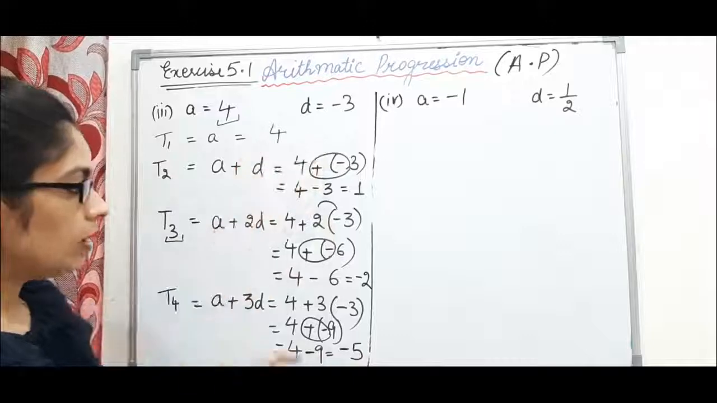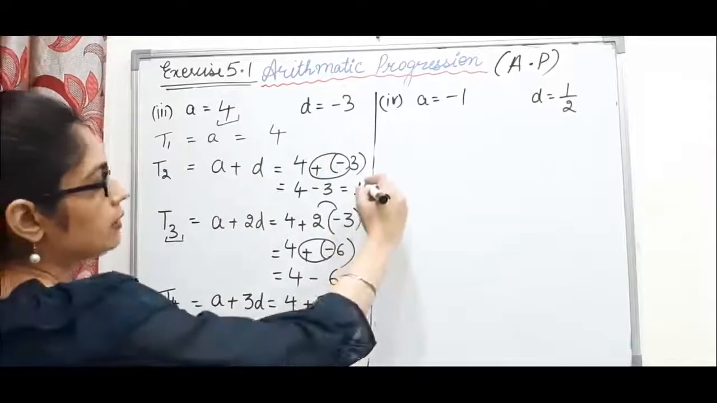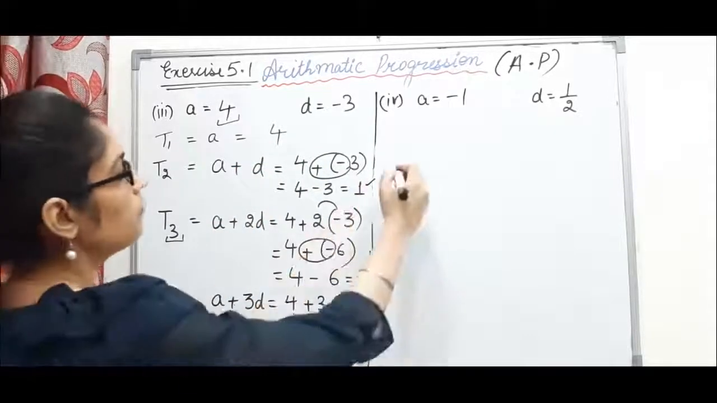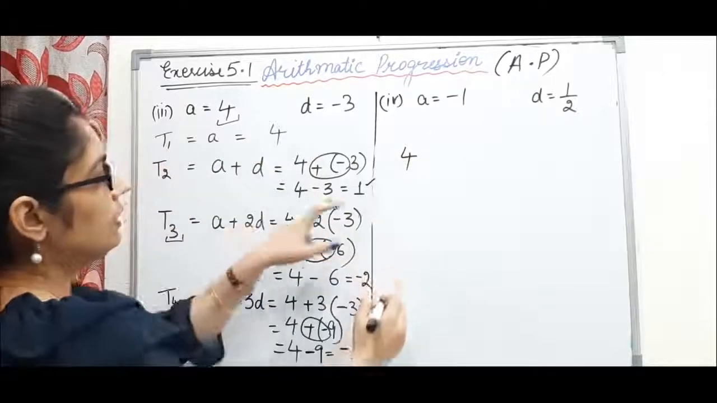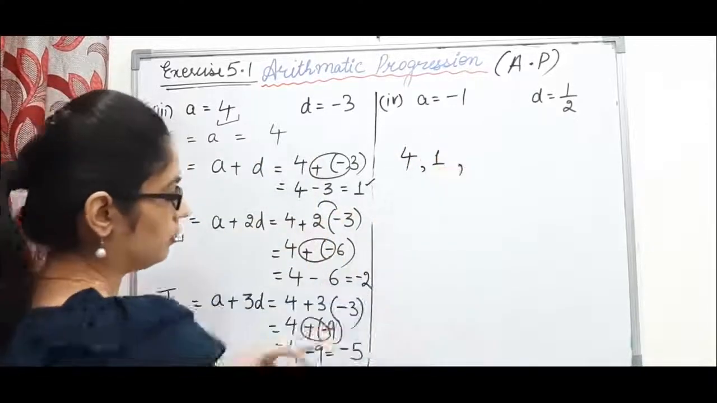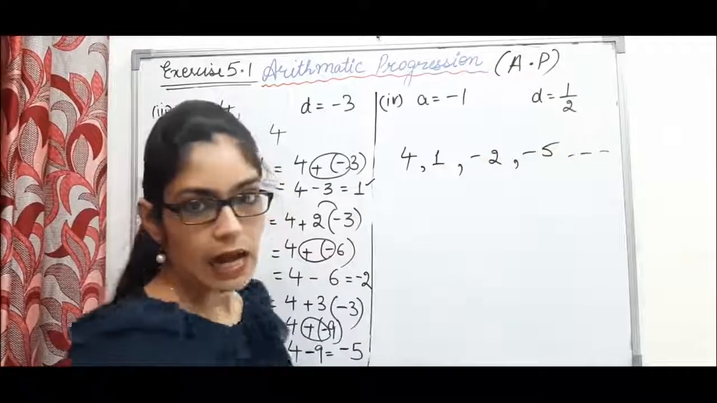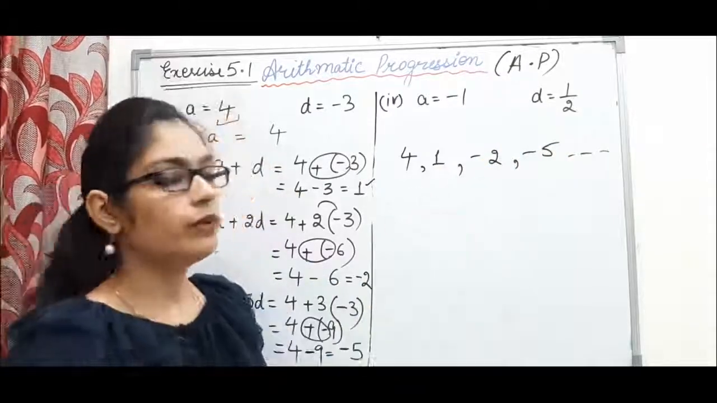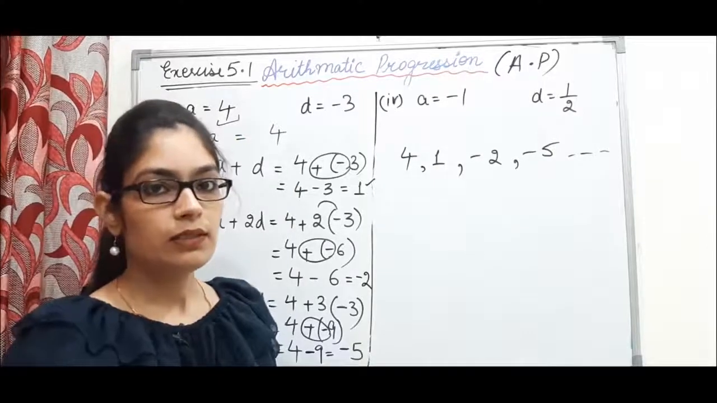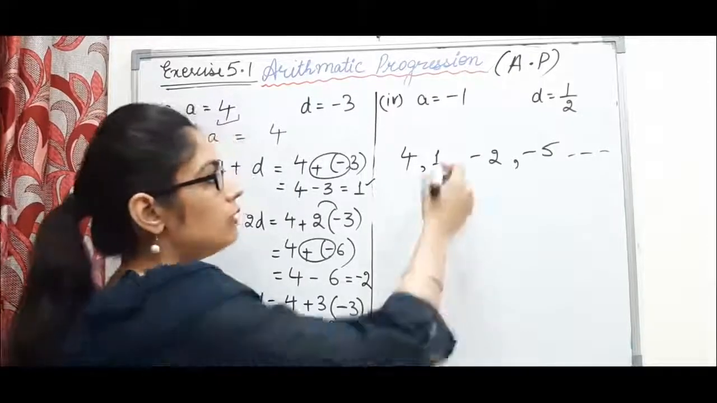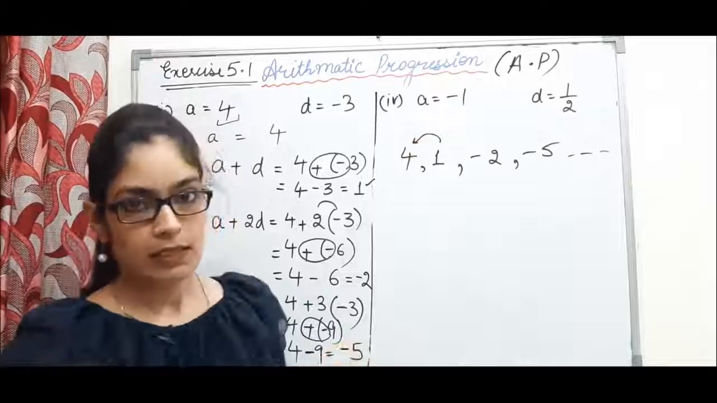See, after finding all the 4 terms, we can also check. The first term is 4, the second term is 1, the third term is minus 2 and the fourth term is minus 5. After finding these terms, you can check whether the common difference is the same. This way you can check whether you have found the correct sequence or not.